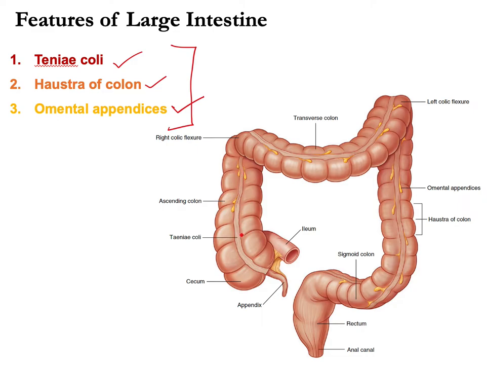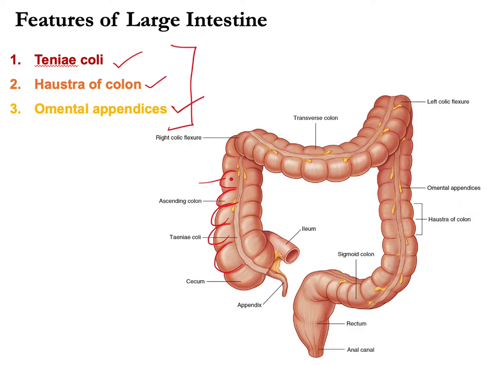So this is what we call the tinea coli, which is a muscular band. We have three of them. Each one has a different name. So this is the tinea coli that exists in the whole large intestine, except the appendix and rectum. Also, look at another feature which is important in the large intestine. Look at it here. It's like a pouch. It's indeed like a kangaroo's pouch, which is like a distension in the wall of the large intestine. We call each one a haustrum, but all of them, the plural, we call the haustra of the colon.